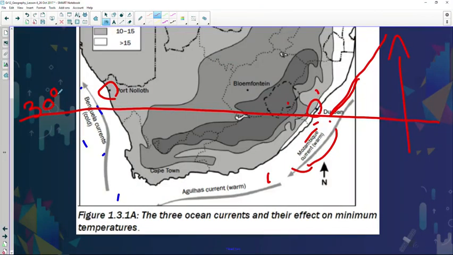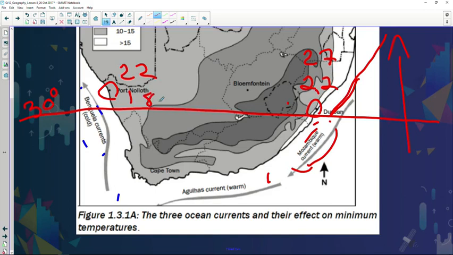For instance, during summer, Durban will experience a maximum temperature of 27 degrees Celsius and a minimum of 22 degrees Celsius. Where Port Nolloth will experience, on the same day, a maximum temperature of 22 degrees Celsius and a minimum of 18 degrees Celsius.